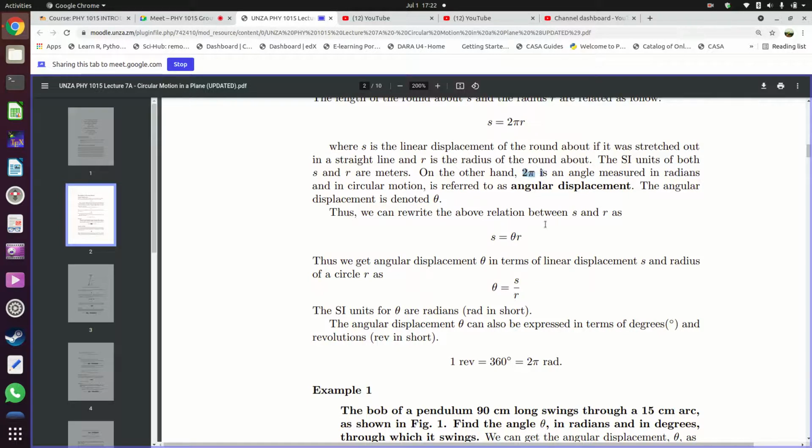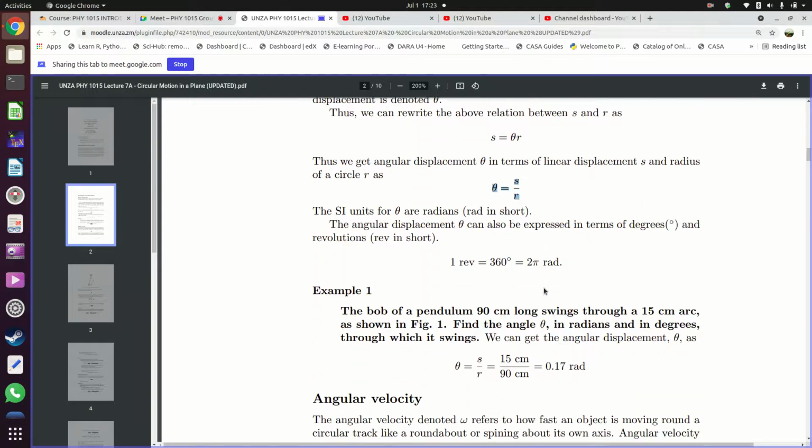So from this formula, S is equal to theta r, we can make theta the subject of the formula. When you make theta the subject, we end up with theta is equal to S divided by r. S here is the arc length, the actual length in meters you move in a circular path, divided by the radius of that circular path. This gives you your angular displacement. So theta is equal to S over r.